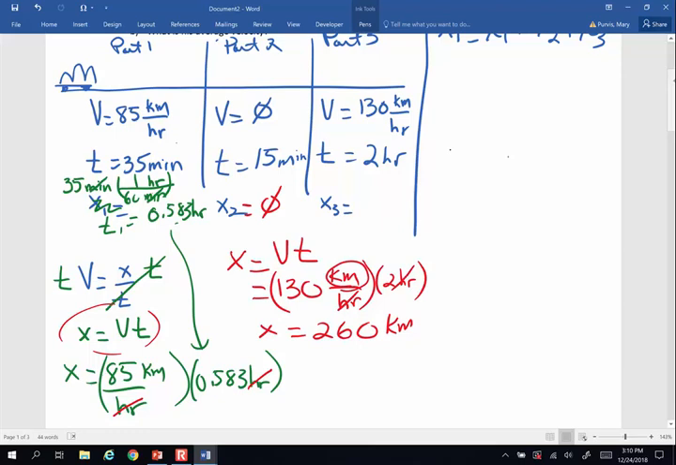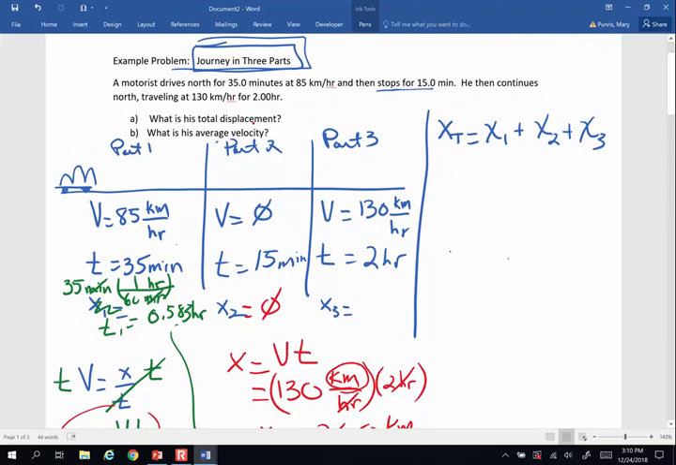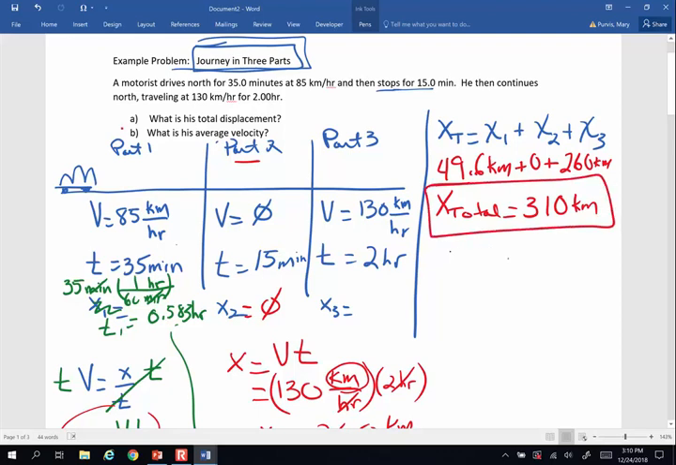So back to the question from Part A, and Part A said, what is my total displacement? So in Part 1, I actually traveled 49.6 kilometers. Part 2, 0 kilometers because the car was stopped. And Part 3, 260 kilometers. So my total displacement for the entire journey is actually going to be 310 kilometers when I round it off to 3 significant digits. So that is the answer to Part A.